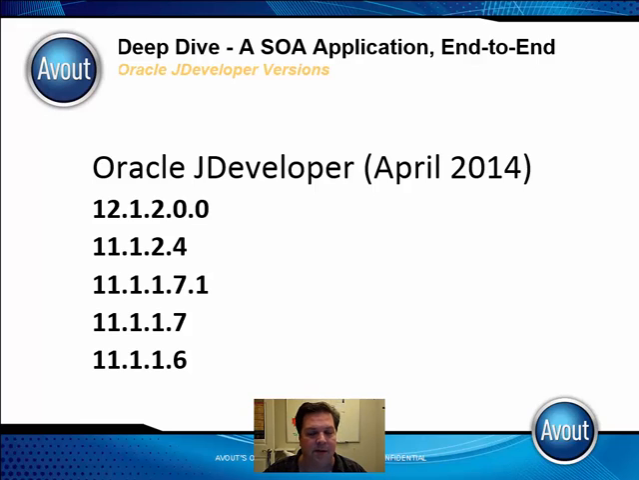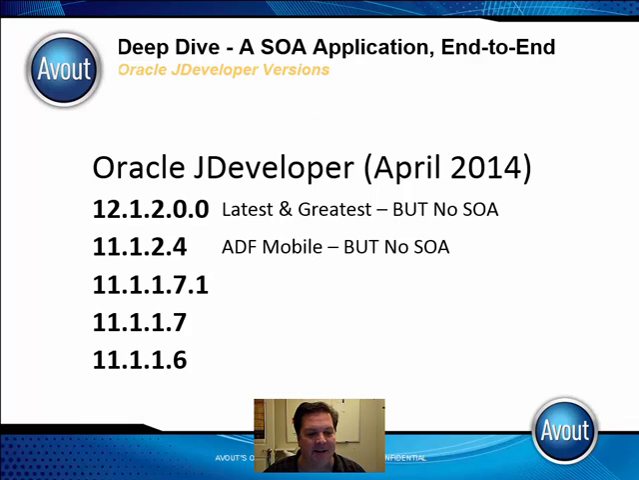As of October of 2014, it's a lot easier, but let me just go through this so you understand all the different details. The 12.1.2 version of JDeveloper was the latest and greatest, had a lot of really cool features in it, but no native SOA development capabilities built into it. The 11.1.2.4 version had a lot of really cool ADF mobile stuff, but no SOA. 11.1.1.7.1 had cool cloud stuff in it, but again, no local deployment, so it didn't have true SOA capabilities built into it. 11.1.1.6 had a lot of cool cloud stuff in it, but no SOA. 11.1.1.7 is the version that we wanted to do for SOA development.